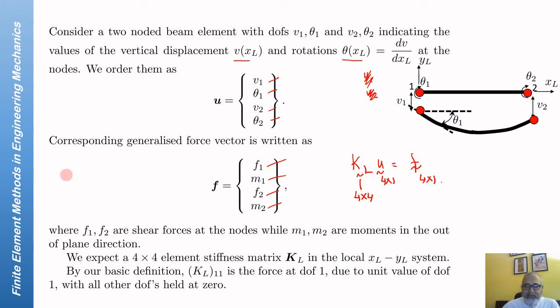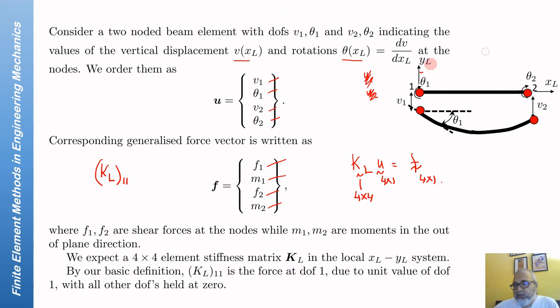So by our basic definition, KL11 will be the force at degree of freedom 1 due to a unit displacement. So the first degree of freedom is a displacement in the vertical direction. So I give a unit displacement in the vertical direction, and the force that I need in the same vertical direction will give me KL11 when all other degrees of freedom, θ1, V2, θ2, are fixed.